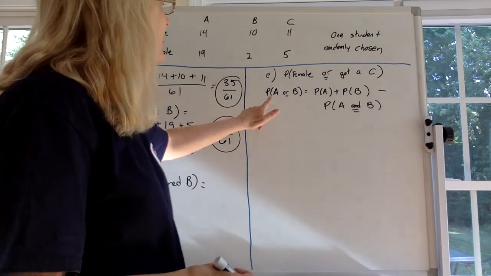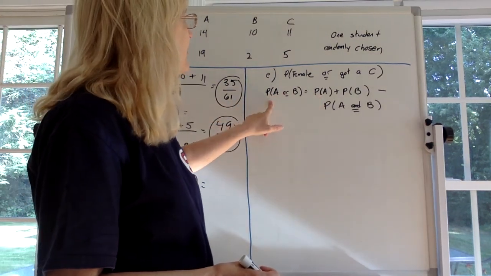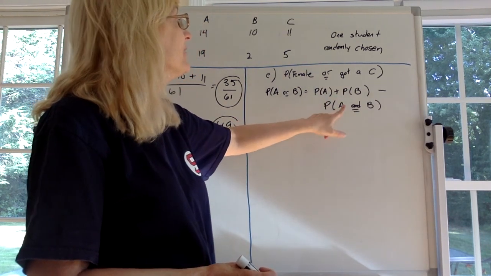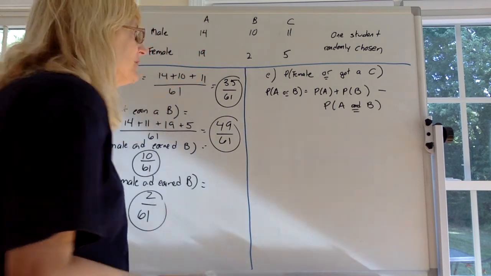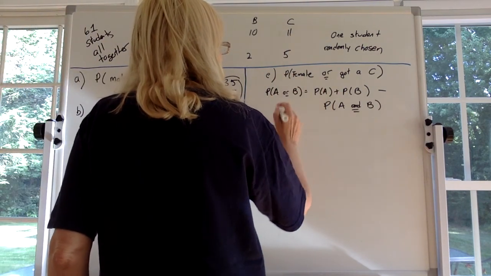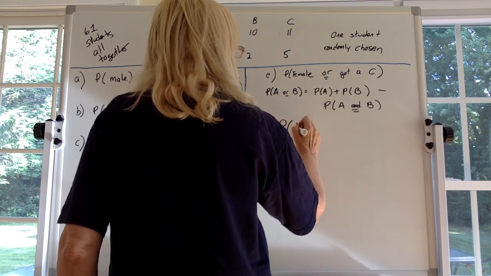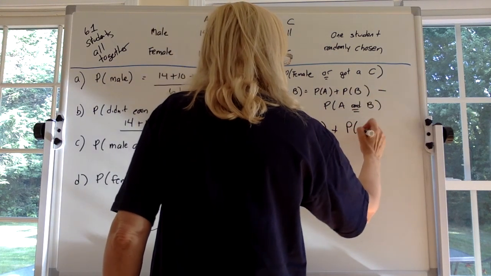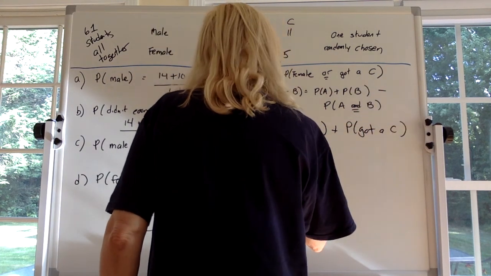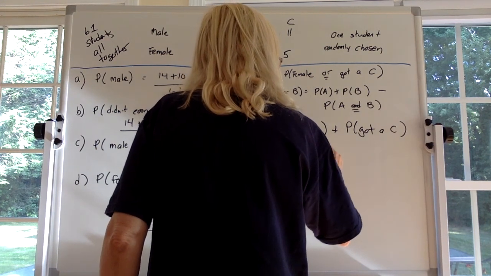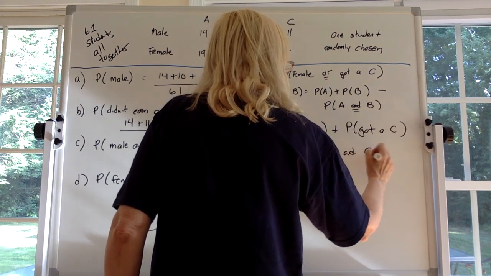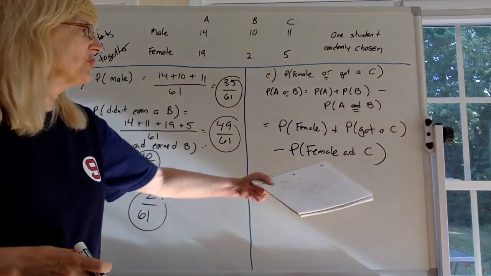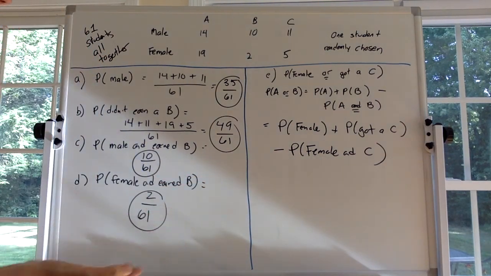So here's the formula. The probability of A or B is the probability of A, the first guy, plus the probability of B, the second guy, minus the probability of A and B. Let's rewrite this in terms of our problem. A is female, B is got a C, and then you have to subtract the probability of female and you got a C. We have to do this because if we don't do the subtraction, we'd be double counting, and I think we'll see that in a second.